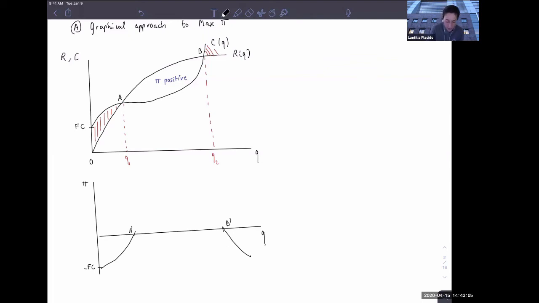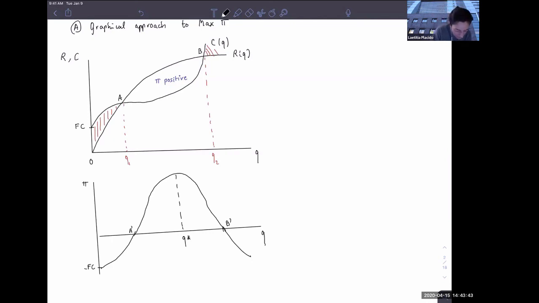Okay, so if you look at the shape of the profit function here, it must be the case that between Q1 and Q2, my profit function reaches a maximum. Okay, so for some level of output Q star here, I know that I will get the highest possible profit. Okay, so what is the condition on my first graph here, which implies that I'm going to reach the maximum profit in my second graph?